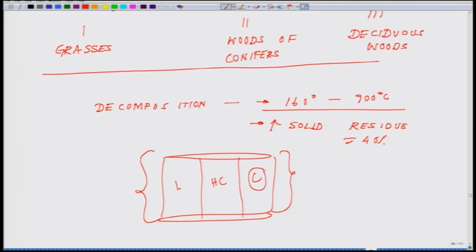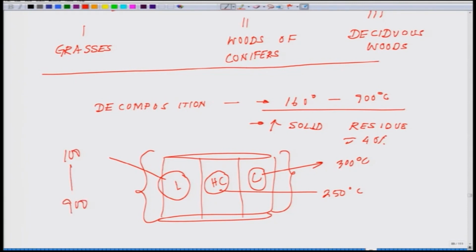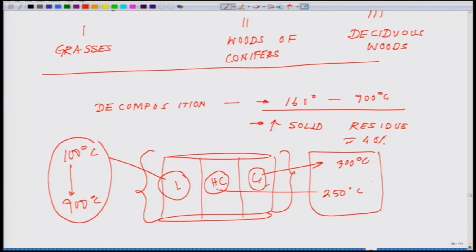And if I say the cellulose decomposes at say 300 degrees centigrade, I am just giving a number, do not take this number because we will talk later, and say this one happens at around 250 degrees centigrade, whereas this one has a range from 100 to 900. Now, see the situation. Technically, just by 300 you should be able to get the necessary decomposition of these two, but because there is lignin in between, you cannot degrade the lignin.